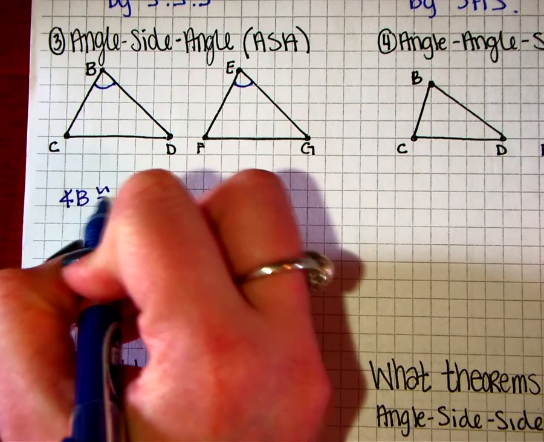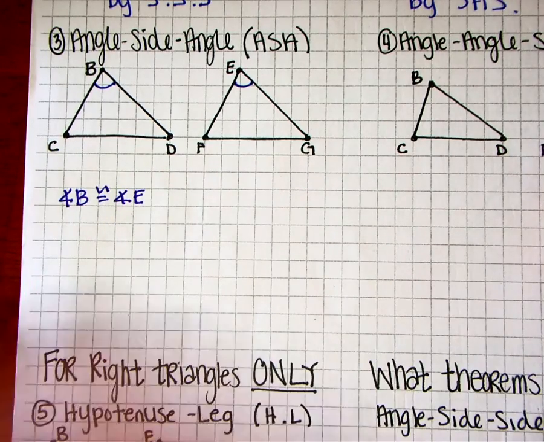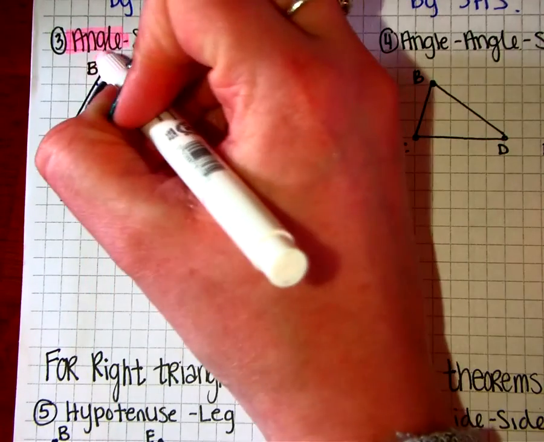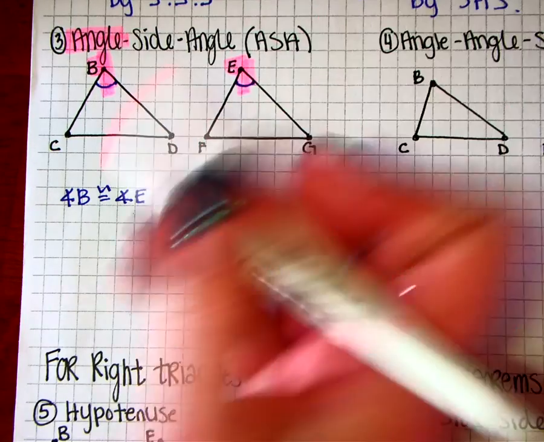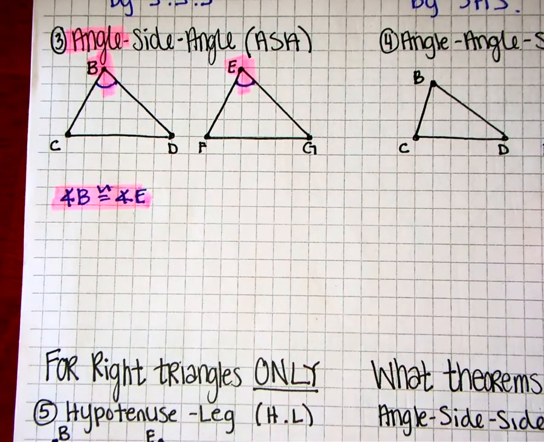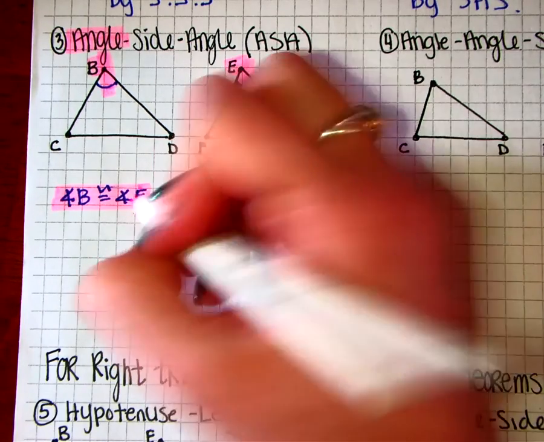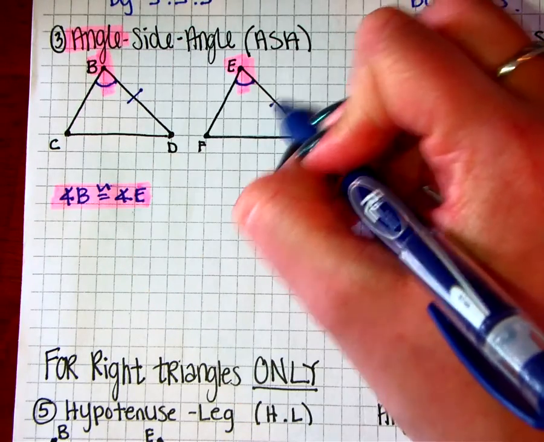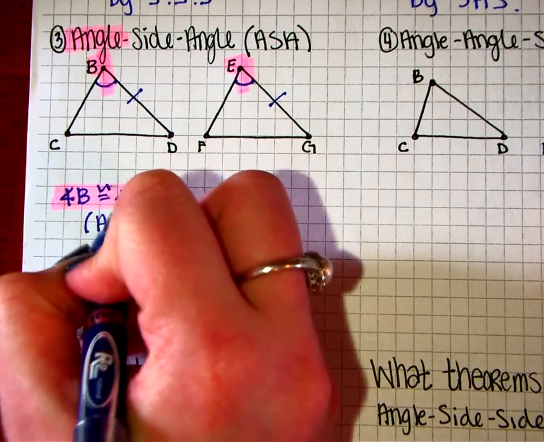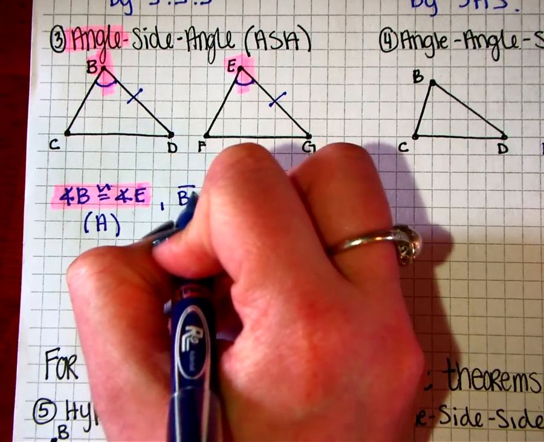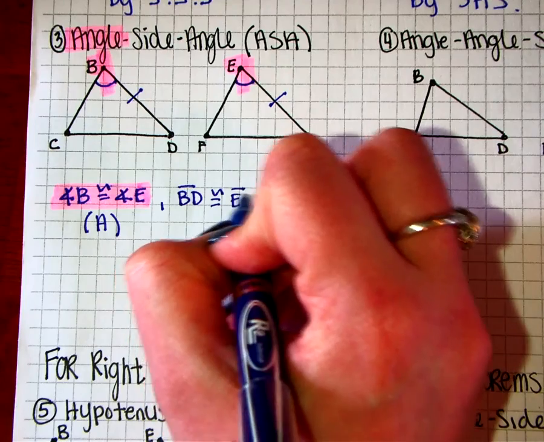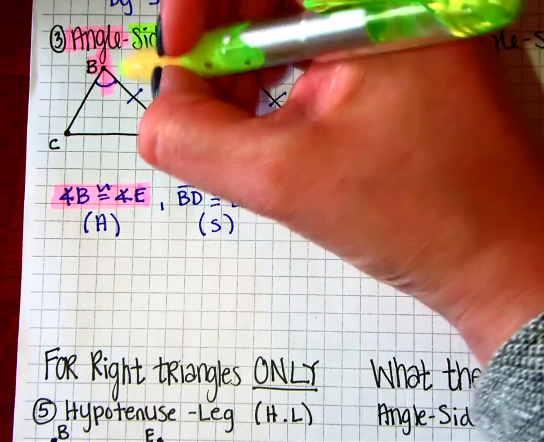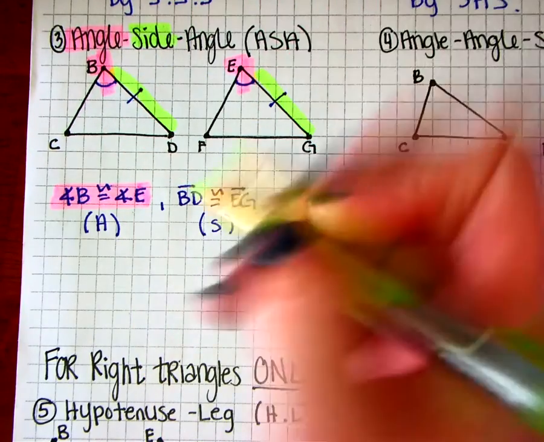Angle B is congruent to angle E. So for angles, angle B is congruent to angle E. Now, immediately after the angle, we must go to congruent side measurements. So let's go clockwise this time. Let's go to BD and EG. So this was an angle. Segment BD is congruent to segment EG, and that is a side. So we've got BD, EG.